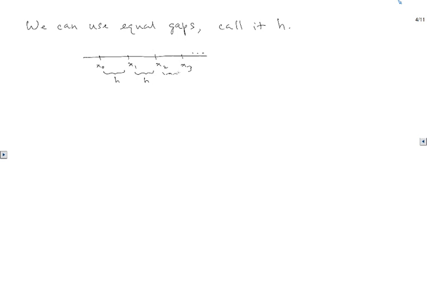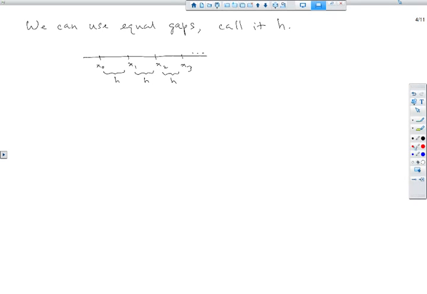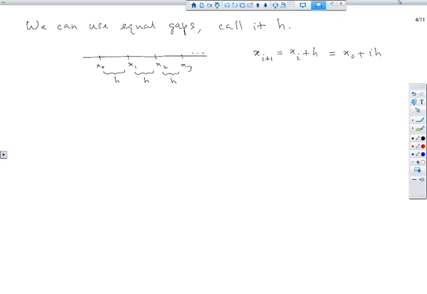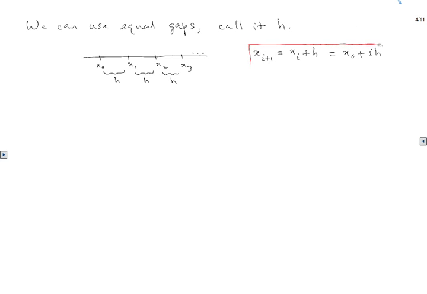They are all equal, so we can write a formula now. In general, x i plus 1 is simply the previous one plus h. In other words, if you start with x0, you need to add i many h. That gives you the formula for the x values. Those are the x values, and then we can write a general formula.